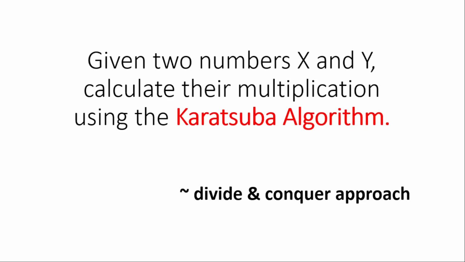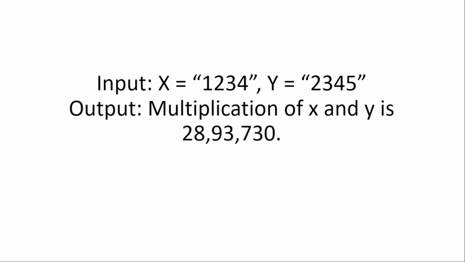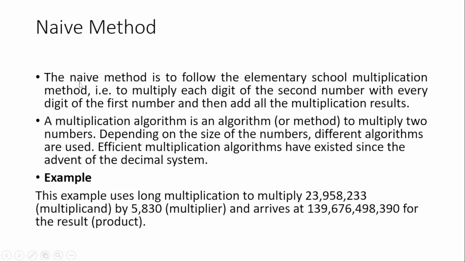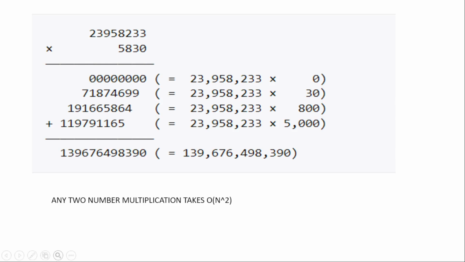Basically, in our childhood or in school level mathematics, we used to multiply two numbers normally, right? The algorithm that we used to apply in elementary school was called the naive method. In this naive method, we multiply each digit of the second number with every digit of the first number and then add all the multiplication results. That means we used to do it like this. You have seen that this is how we multiply, right?